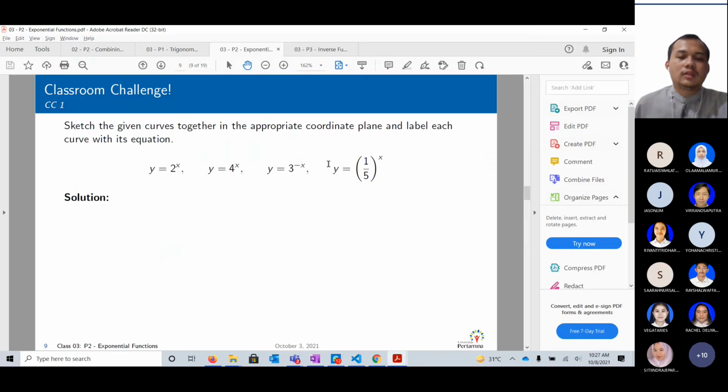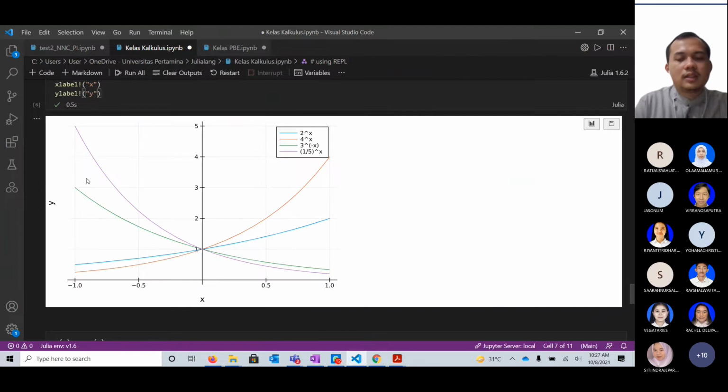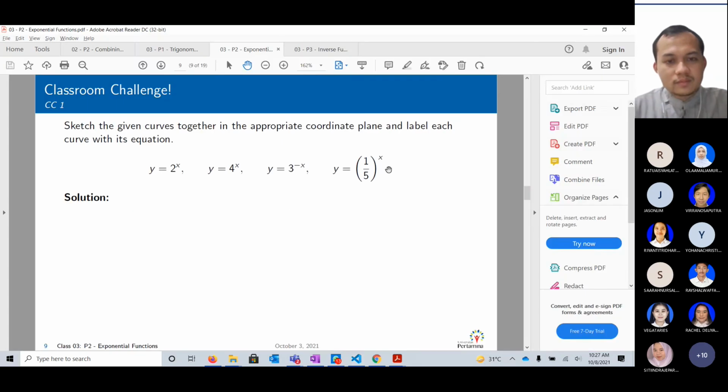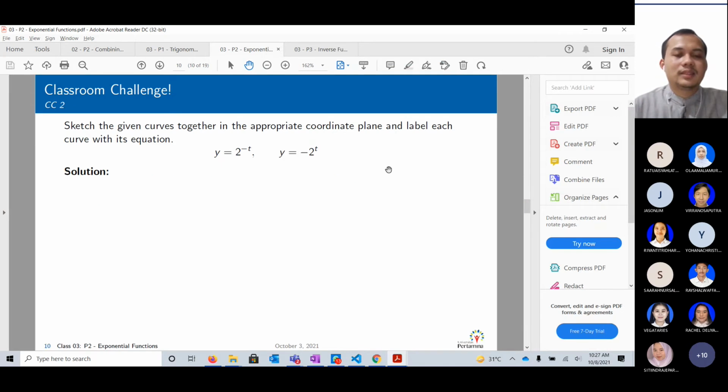So we see here that if the base is between 0 and 1, we have a decreasing exponential function. And if the base is greater than 1, we have an increasing exponential function. Clear? Is it clear? Yes, sir. How to sketch this graph?